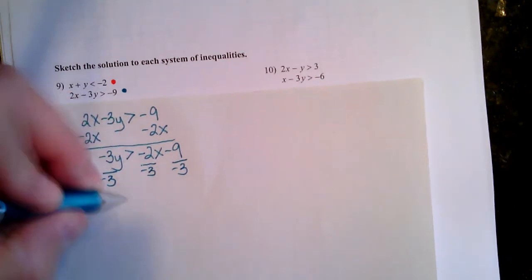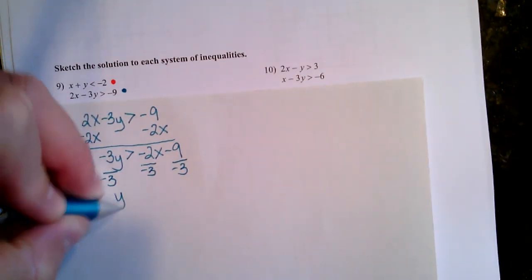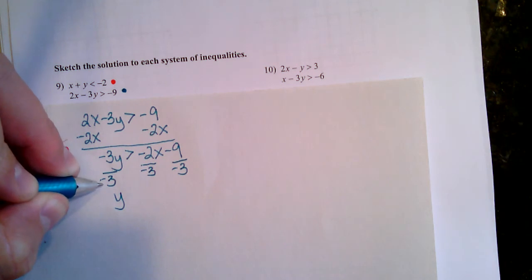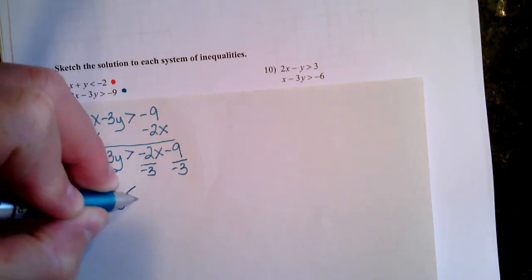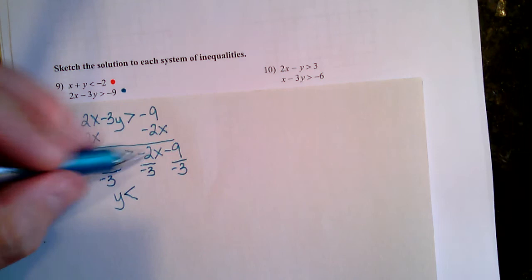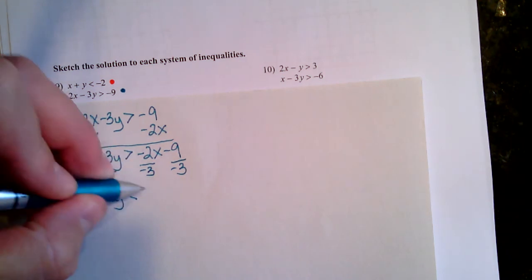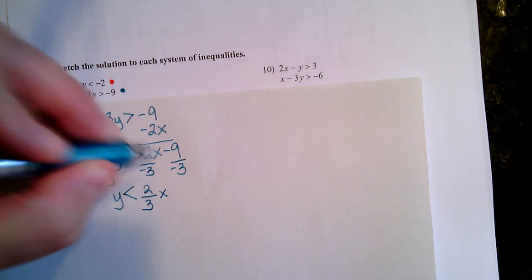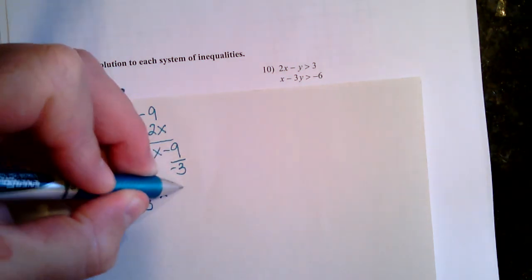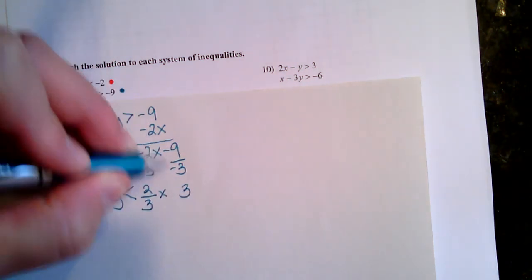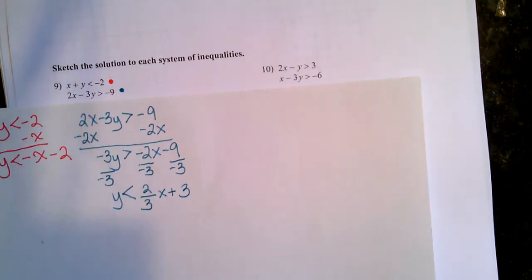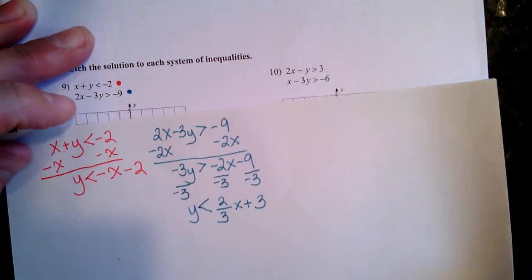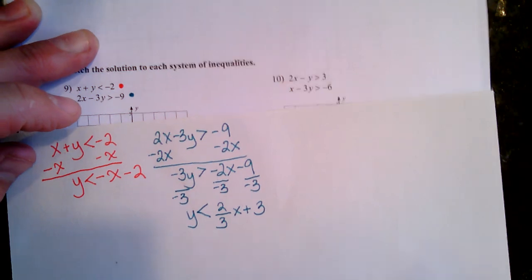Then the second part to pay attention to: this turns into 1y. We did divide by a negative, so the sign does change directions. A -2 divided by a -3 is a positive 2/3 x. 9 divided by 3 is 3, and negative divided by negative makes it a positive 3. Okay, and so now I've got both inequalities ready for graphing.